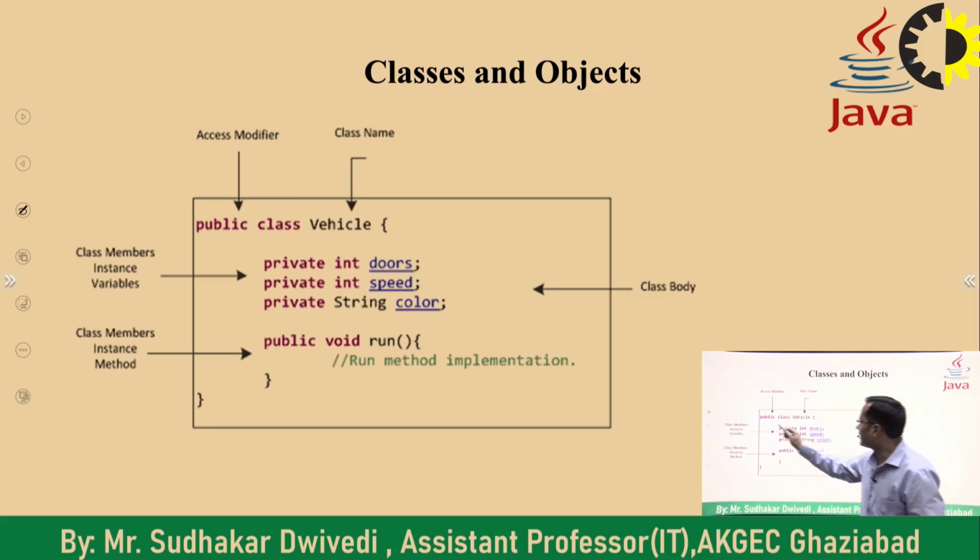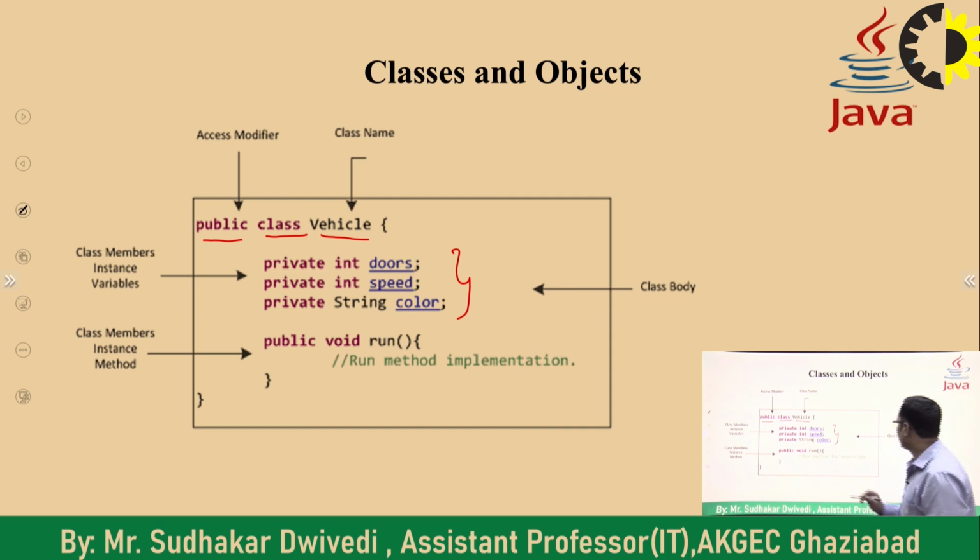We have used the access specifier here. So we can mention the access specifier before the class, then the class keyword, and then the class name. So this is the access specifier, then the class keyword, and then the class name. And then we can use the fields. These are the fields or the class members.